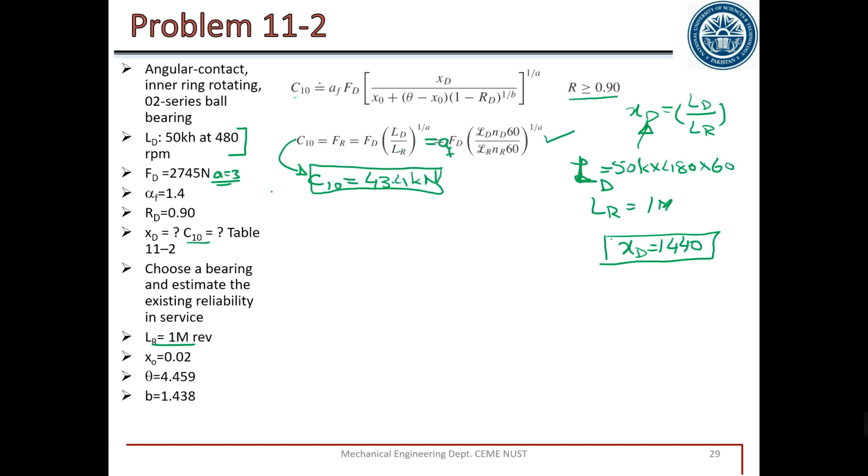Using this equation for 90% reliability is not wrong, but it is a little bit lengthy procedure. You can use this equation as well. For this equation, FD is given in the question, XD we have calculated as 1440, X naught is given by the manufacturer, theta is also given, and B is also given. Reliability is given as 0.9. So all the values are given, and 1 by A is equal to 3. If you substitute all values here, you will get a value of C10 equal to 44 kilonewton.